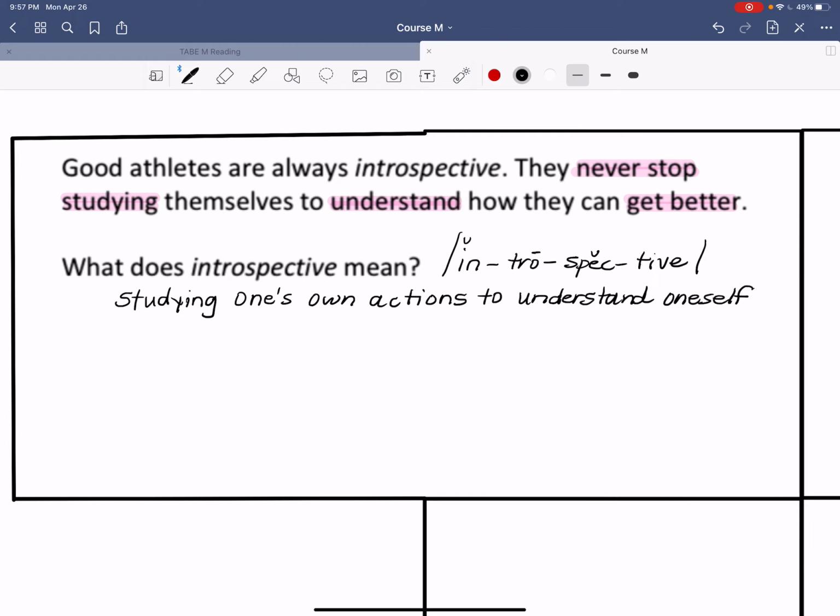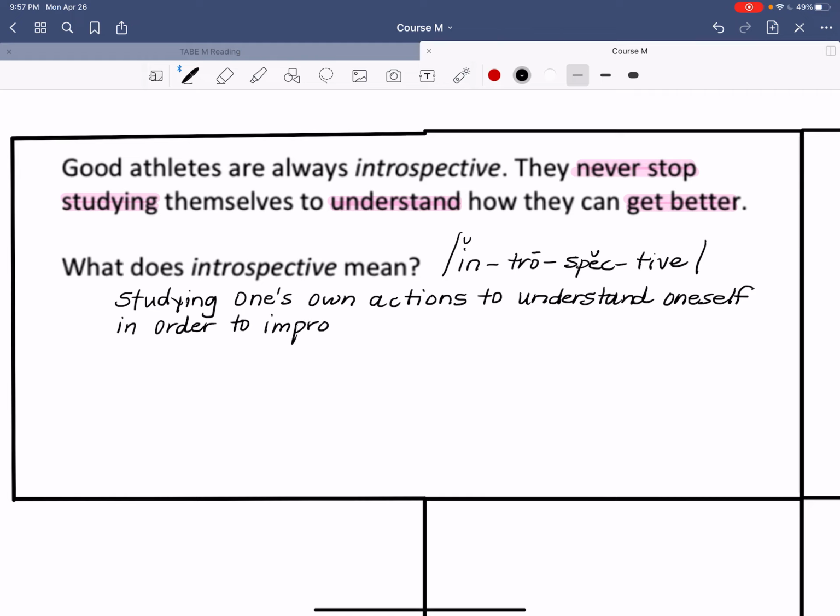Oneself. Why would you want to understand yourself if you're an athlete? What's the purpose of that? It's studying your own actions to understand yourself in order to improve.